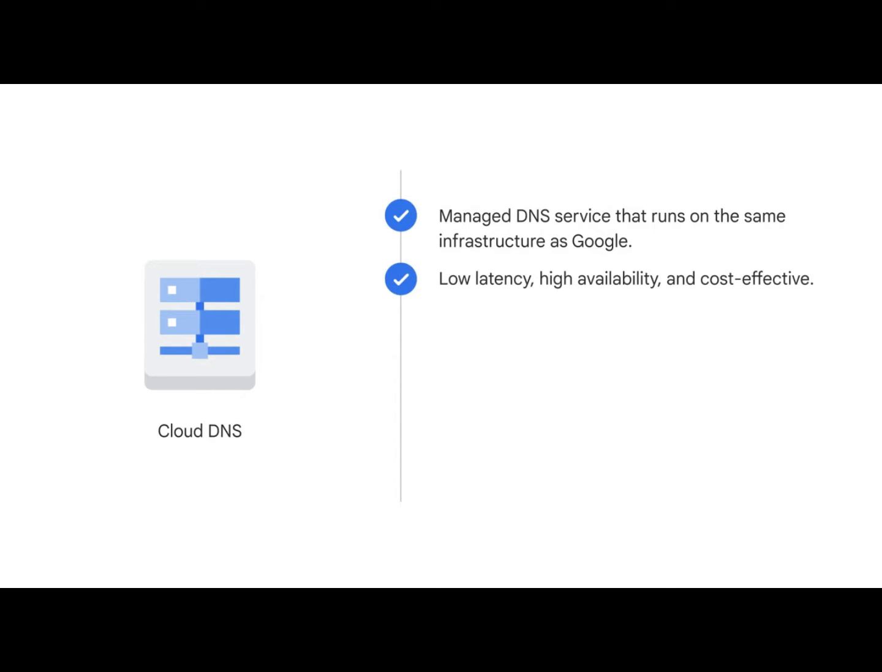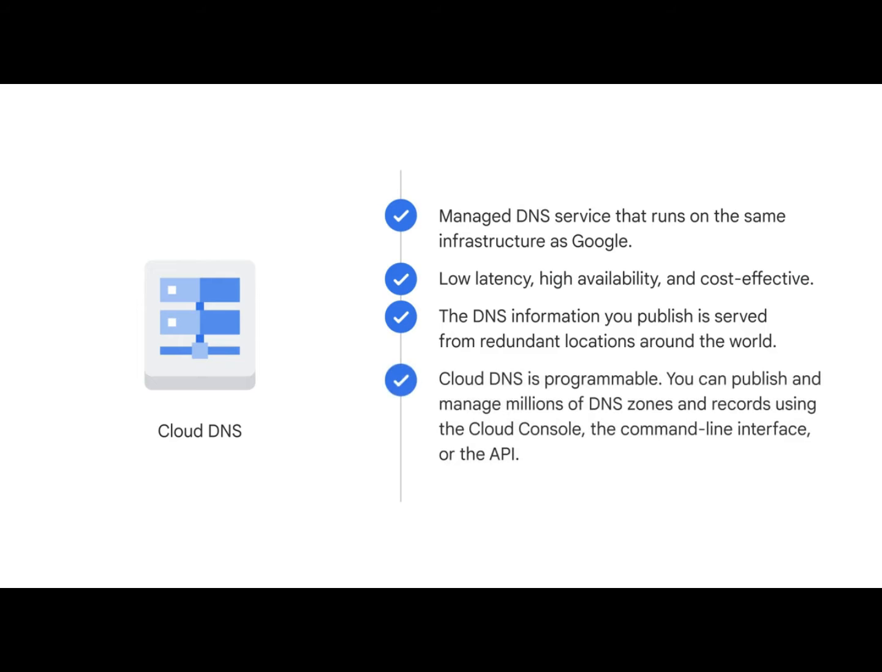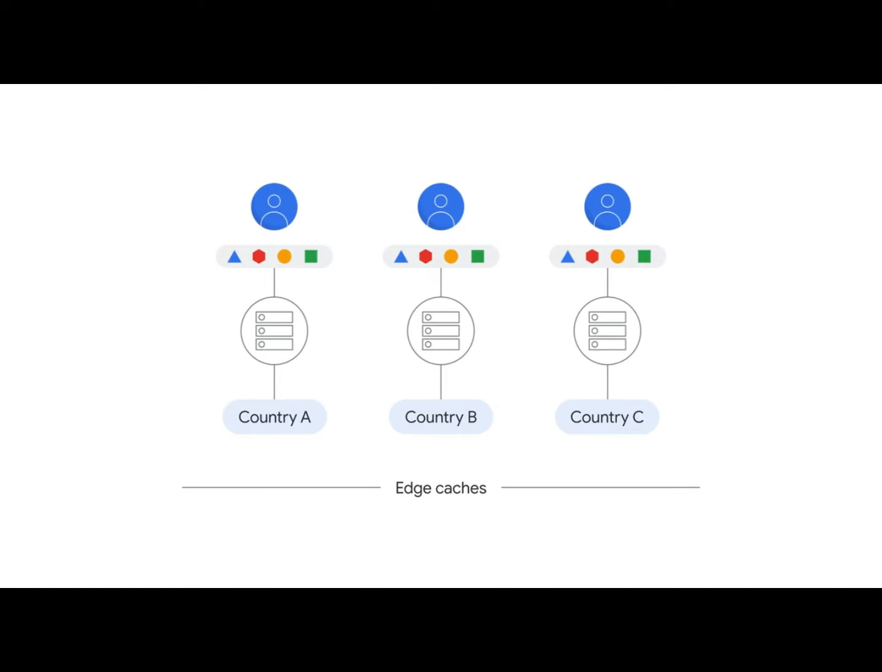It has low latency and high availability, and it's a cost-effective way to make your applications and services available to your users. The DNS information you publish is served from redundant locations around the world. Cloud DNS is also programmable. You can publish and manage millions of DNS zones and records using the Cloud Console, the command line interface, or the API. Google also has a global system of edge caches.